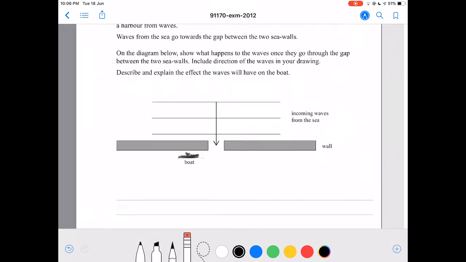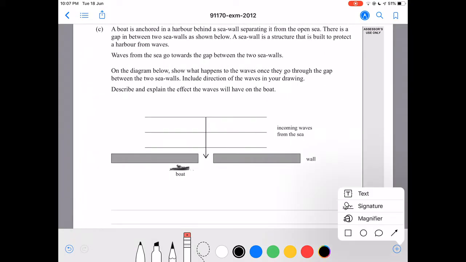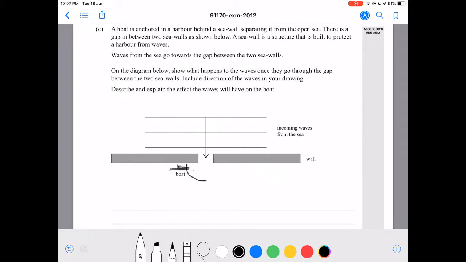So if we were to draw this, it would look something like this. The diffracted wavefronts would look like a semicircle. So therefore, the wavelength should be the same. It's pretty hard to draw on the device, so forgive me for this one. It's not a very good drawing, but it should look something similar to that.